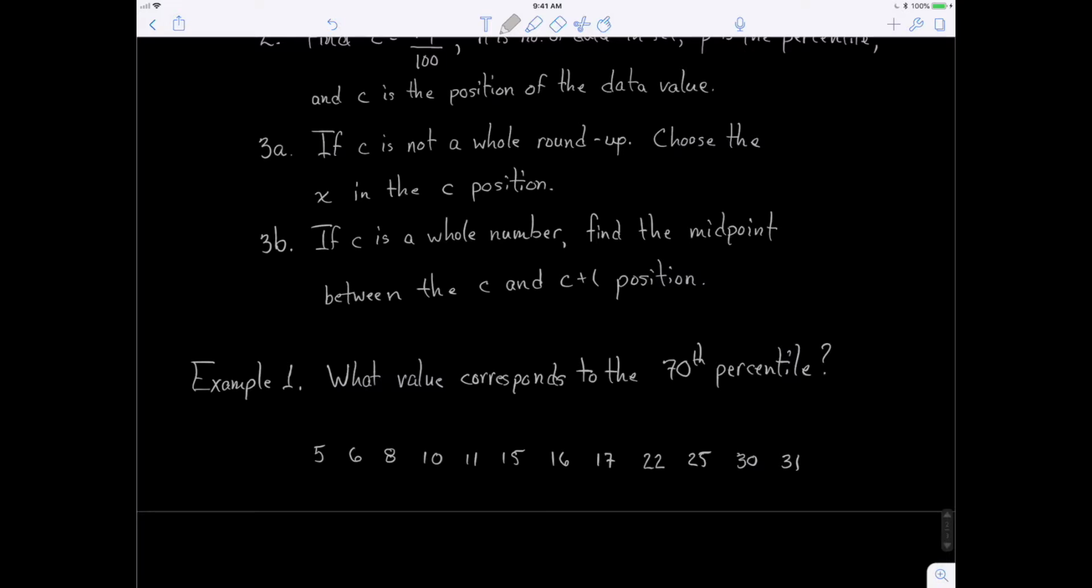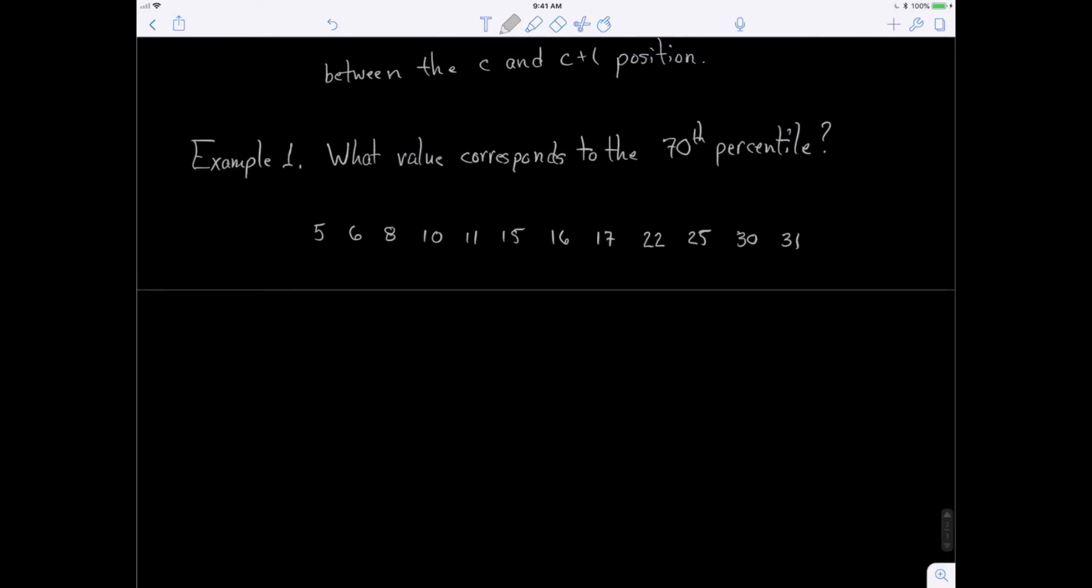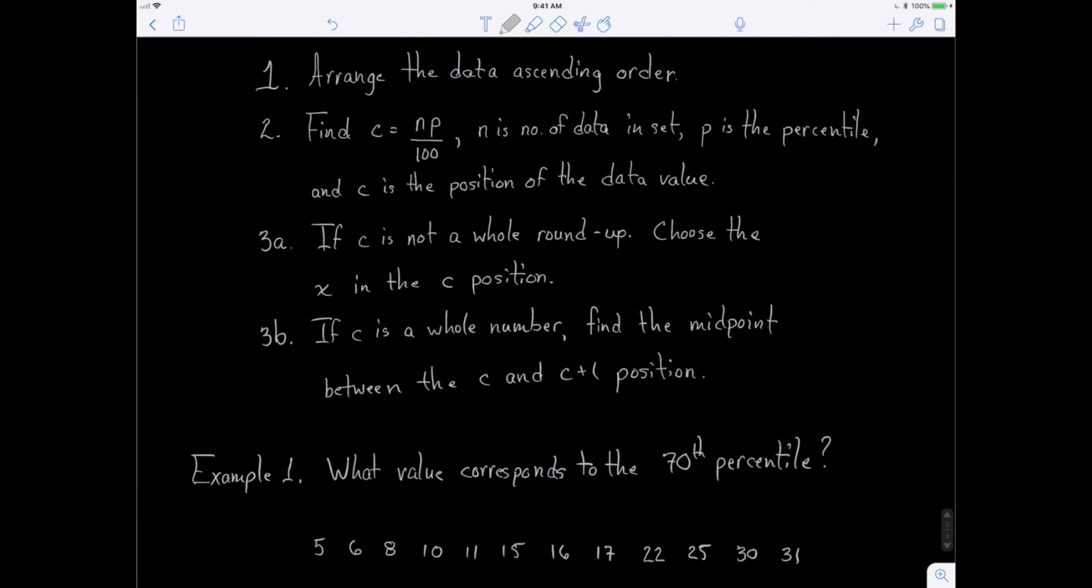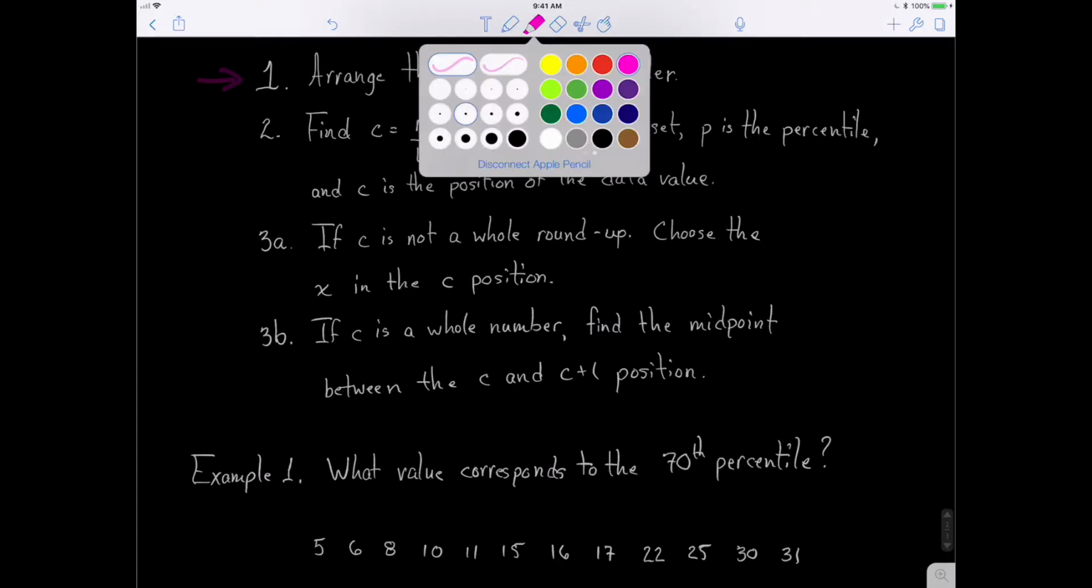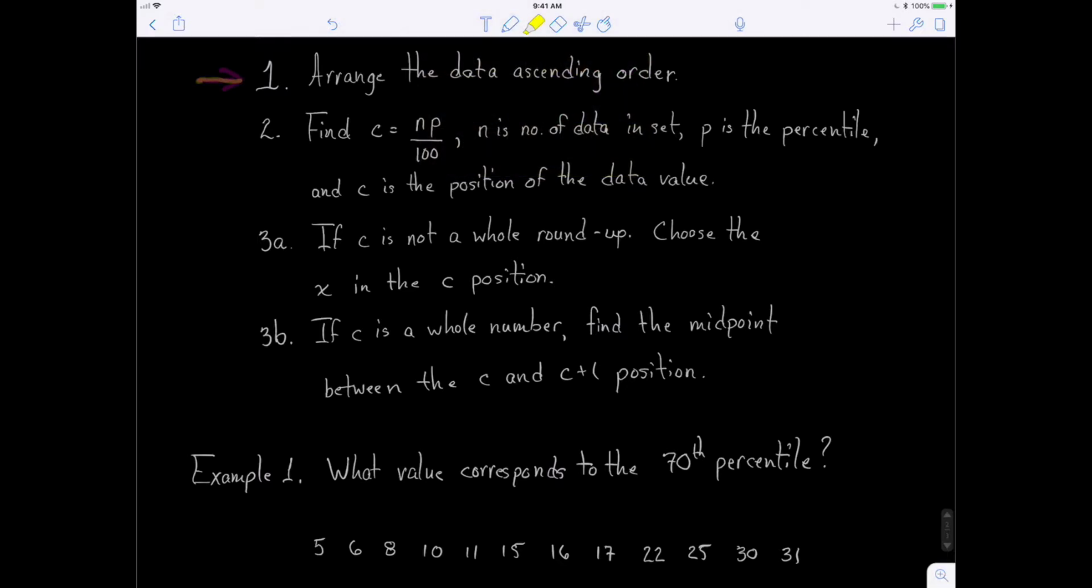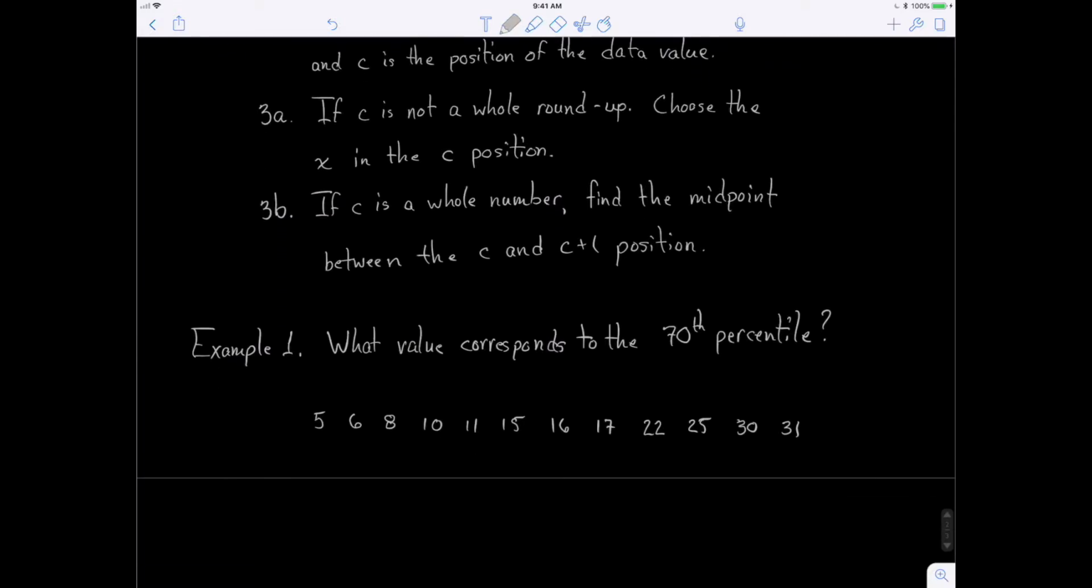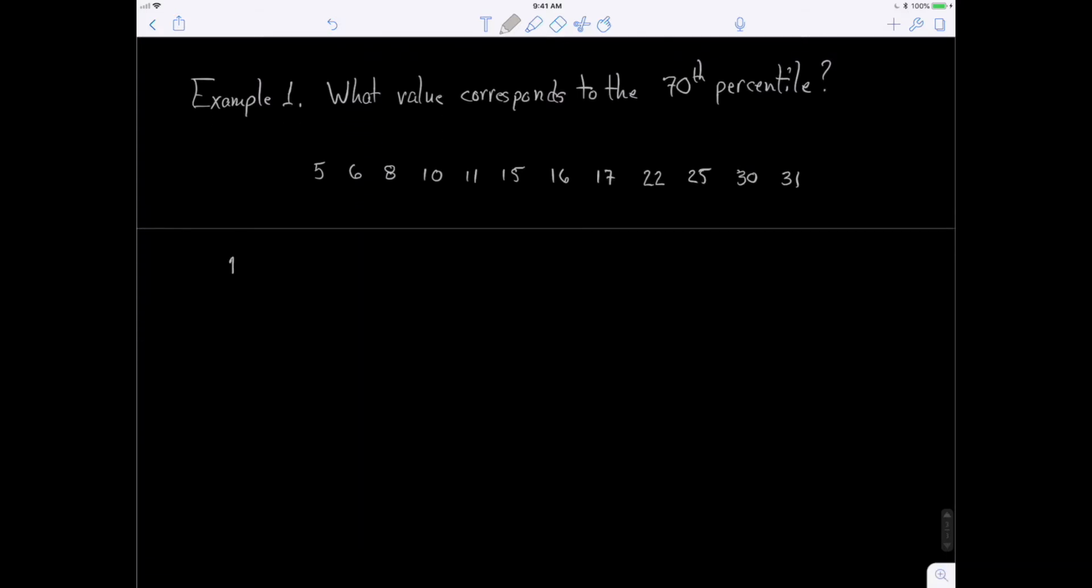I've just brought down the data set from up above, and notice that step 1 was arrange the data in ascending order, and I've already done that. So step one is done. Step two is C equals NP divided by 100. C equals N. So let's count. We have 1, 2, 3, 4, 5, 6, 7, 8, 9, 10, 11, 12 values, so N is 12.